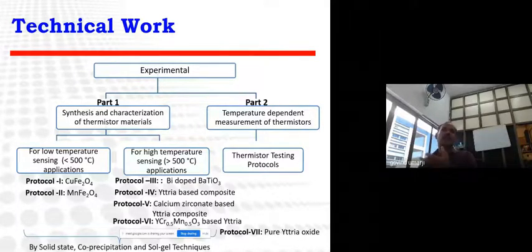One is for high temperature application, that is more than 500 degrees Celsius, and another is for low temperature application. But commercially available thermistors work maximum up to 300 degrees Celsius, 250 degrees Celsius; not more than 300 degrees Celsius thermistors are readily available in the market. So in this work, we did some literature survey and found around 6-7 protocols to develop low temperature sensors as well as thermistors. High temperature thermistors are not available in the market.